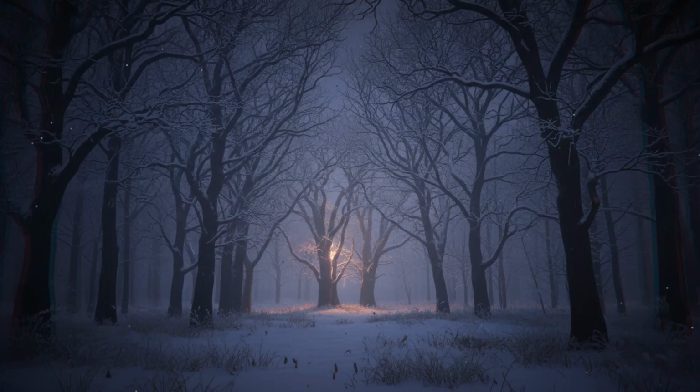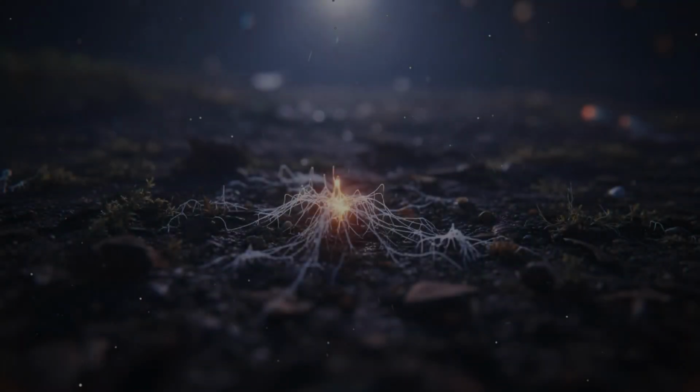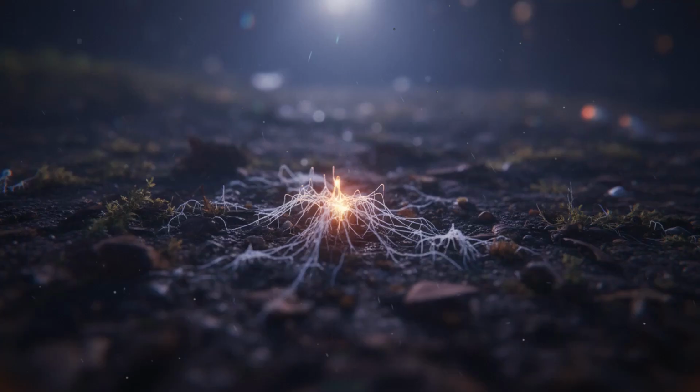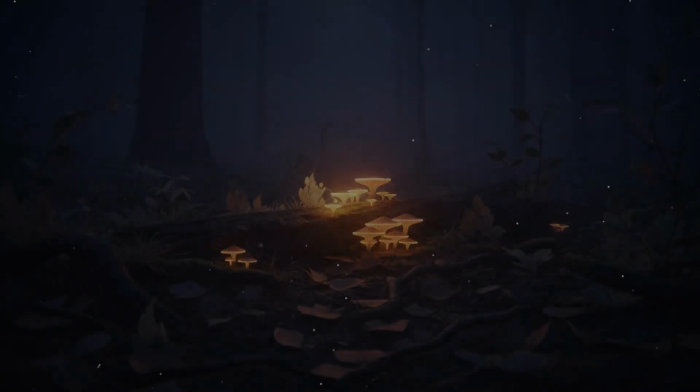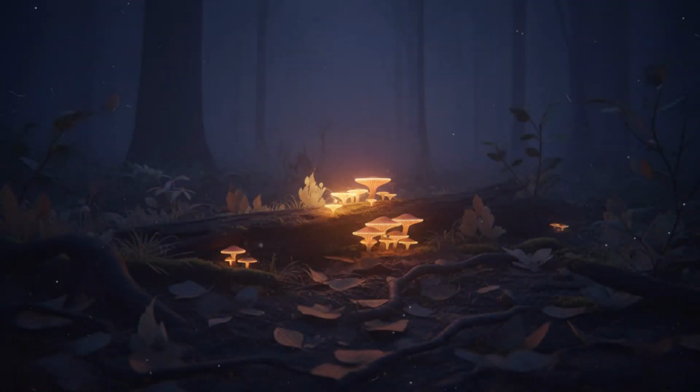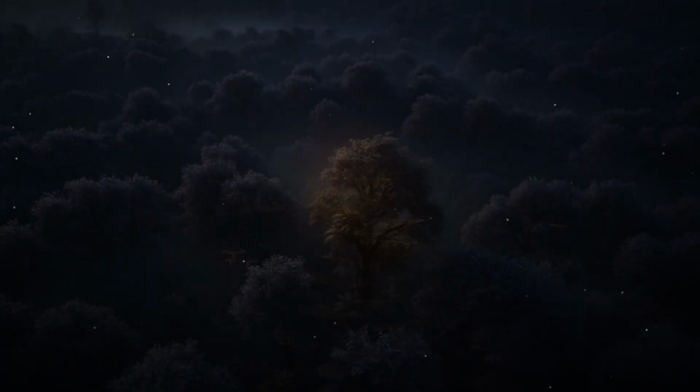There is a word scientists prefer: mycorrhizal network. Not Wood Wide Web, though that phrase has its own quiet poetry. The more precise term carries less metaphor and more accuracy. And accuracy, in the end, is a kind of respect for the thing being described.